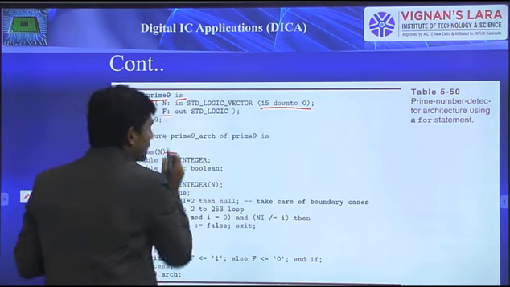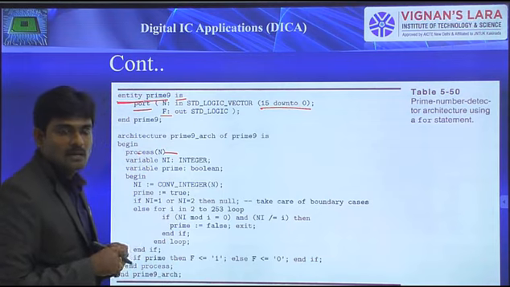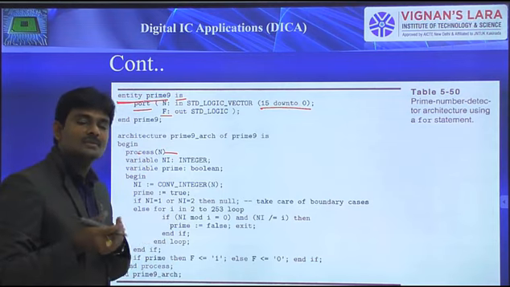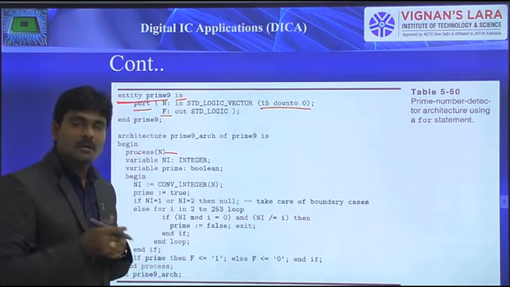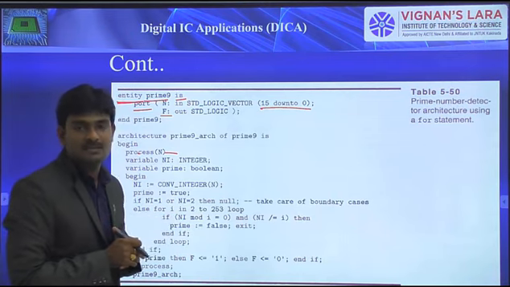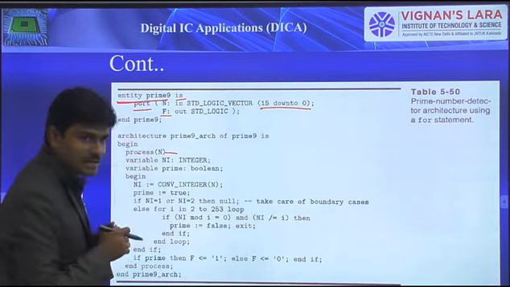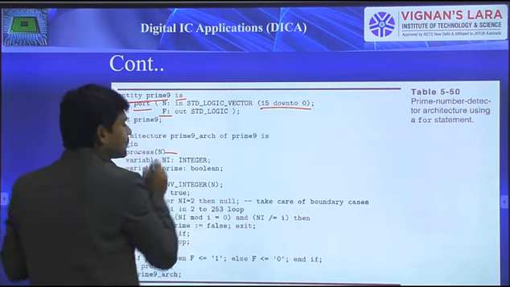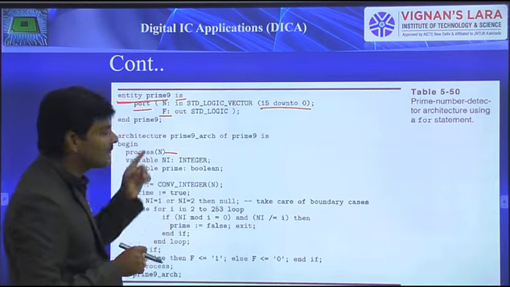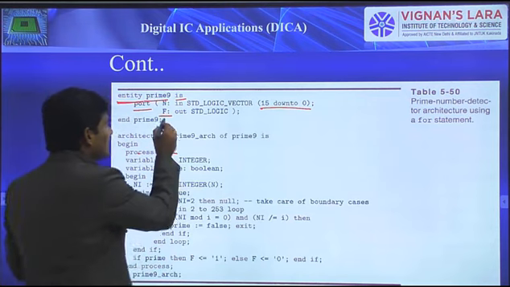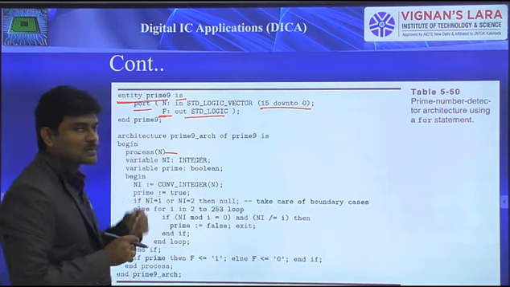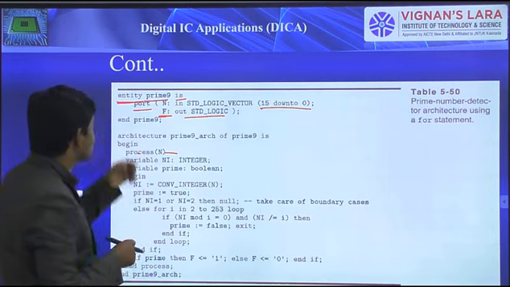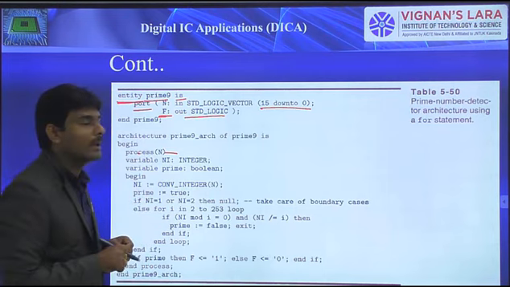Then coming to the output, anyway the output is a single output. If the input is prime, the circuit needs to generate output as 1. If the given input is not prime, then the output needs to be 0. So that is the functionality. So the output F is a single value, of type std_logic. Then we close the entity part by using end entity name.